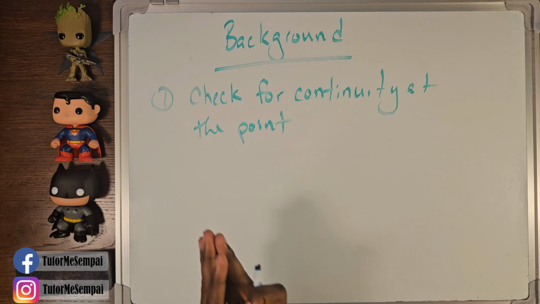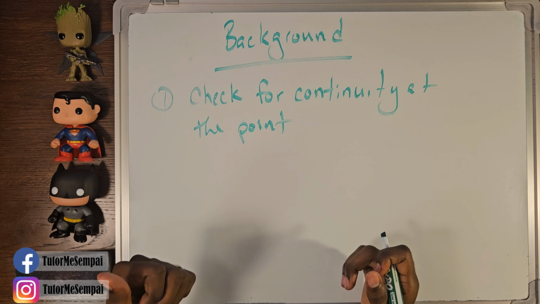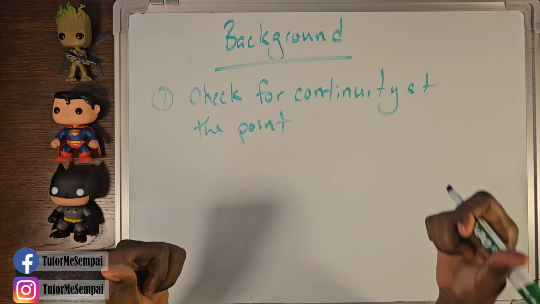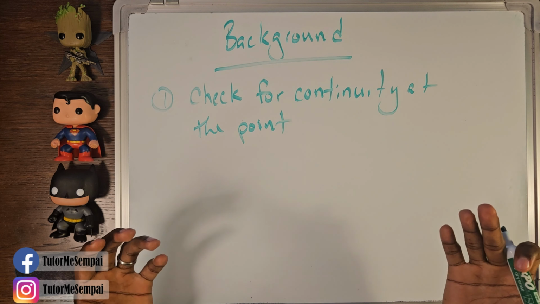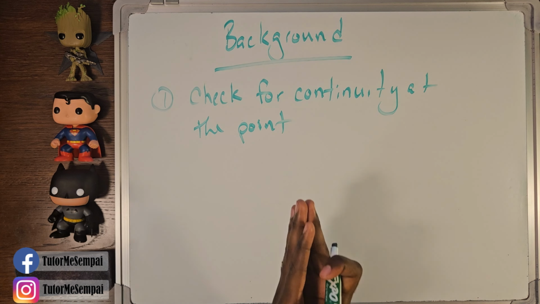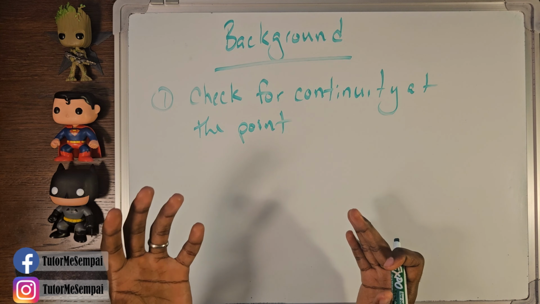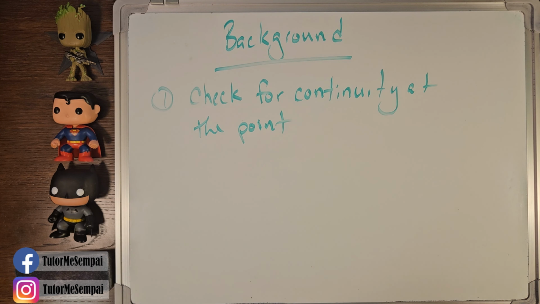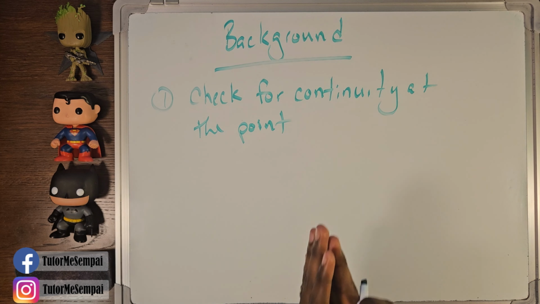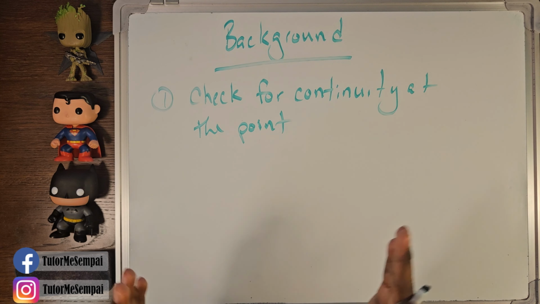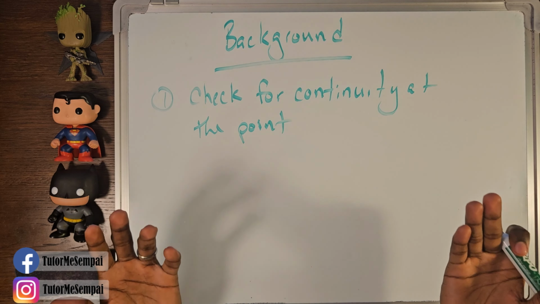Now the reason you want to check for continuity at that point is because a continuous function is going to have its limit equal to the value of the function at that point. Now in my previous videos, I tried to stress over and over that the limit of a function at a particular point does not depend on the value of the function at that point. And that is still true. I'm standing by that. However, that's because the limit doesn't have to equal that value.